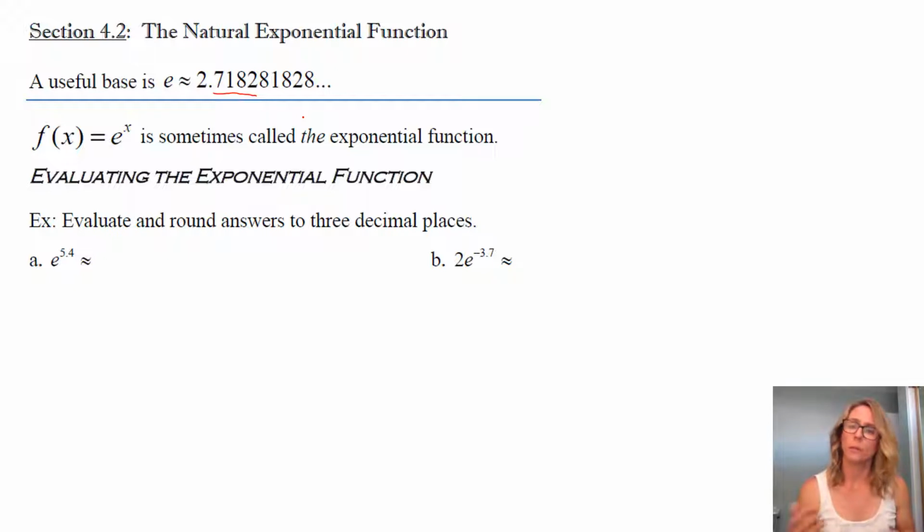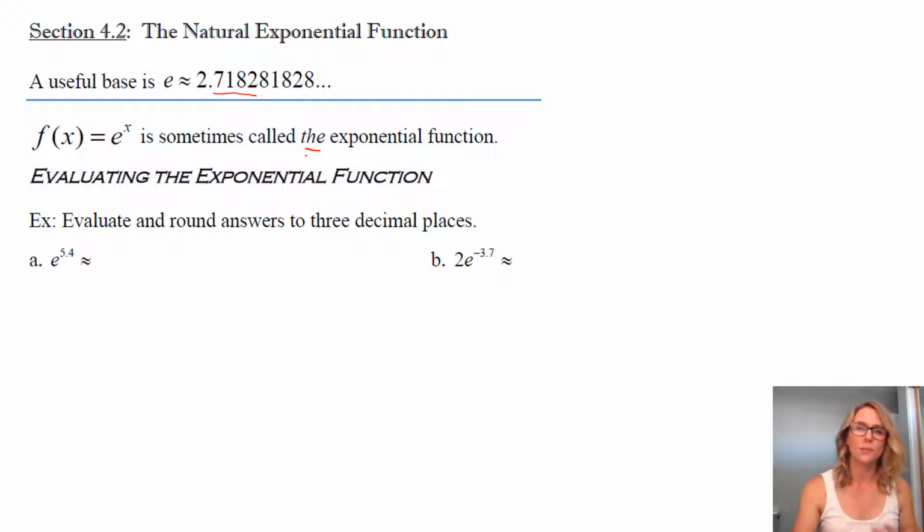But just understand that it's a number between 2 and 3, and that the graph of e to the x looks very similar to the graph of 2 to the x. It's just a little bit steeper because the base is a little bit bigger. But other than that, it's just like anything we've already seen in terms of exponential functions. It's just so special that it is often called the exponential function.